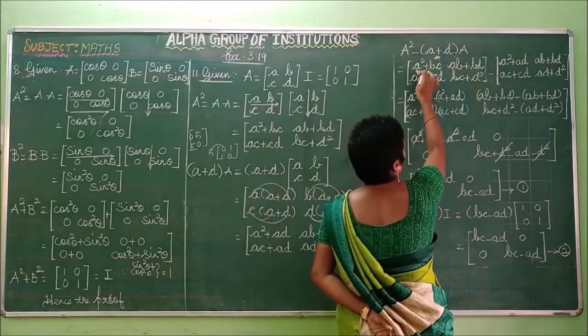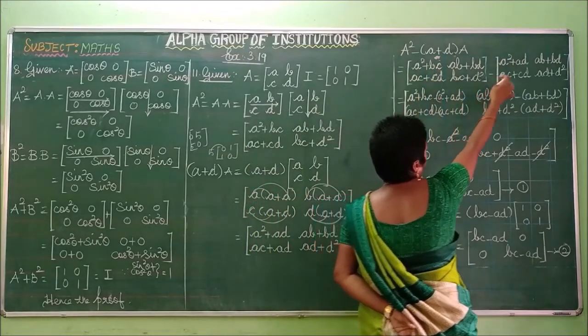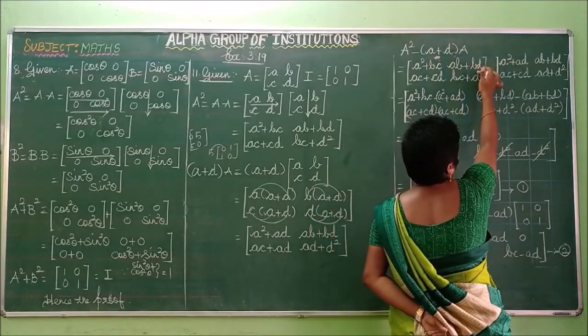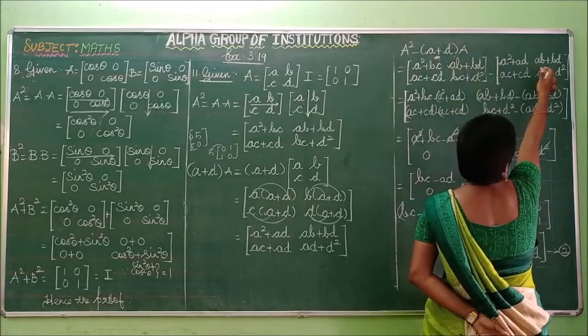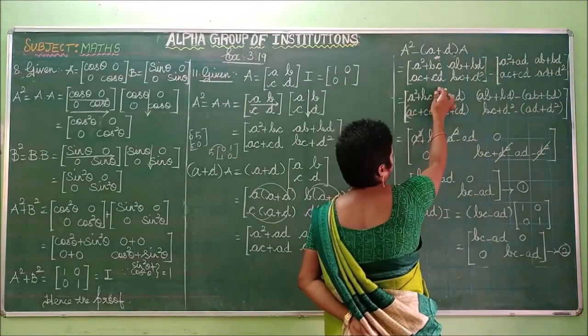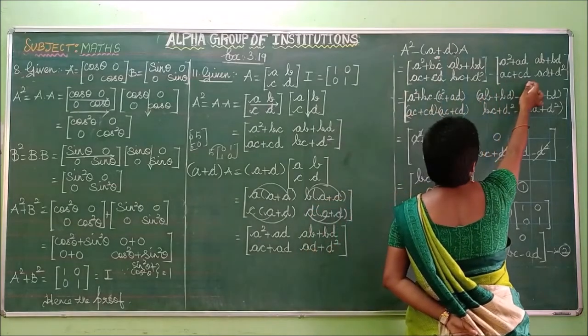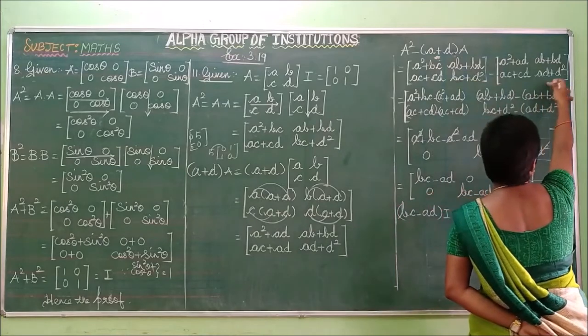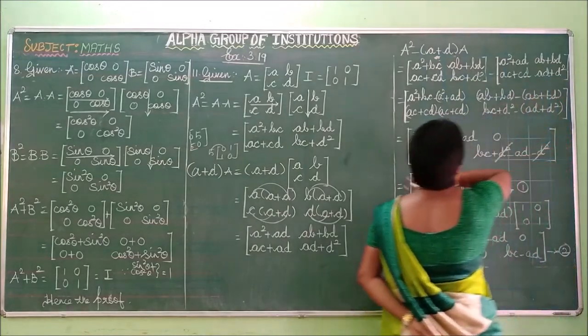Subtraction means you subtract the corresponding values. So what is the value? A squared plus BC minus A squared plus AD. Then second term AB plus BD minus AB plus BD. You have to subtract the terms. AC plus CD minus AC plus CD, then BC plus D squared minus AD plus D squared. Then it is done.